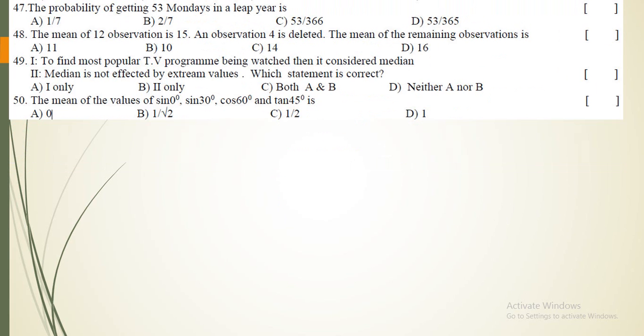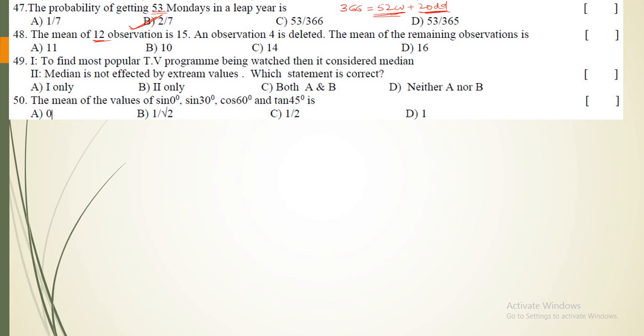Next, moving on to one more question. The probability of getting 53 Mondays in a leap year. We already know leap year means 366 days, which is equal to 52 weeks plus 2 odd days. So these 52 weeks give me 52 Mondays, and if I want 53 Mondays, that means these 2 odd days also should be Mondays. So how many such possibilities will come? Sunday-Monday, Monday-Tuesday, right? So there are 2 possibilities out of 7. So 2 by 7 is my answer.